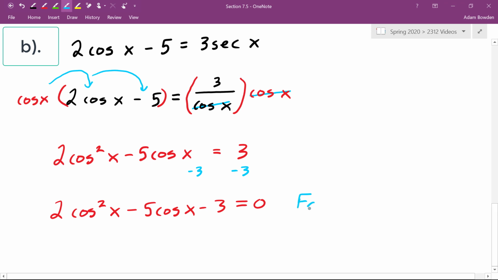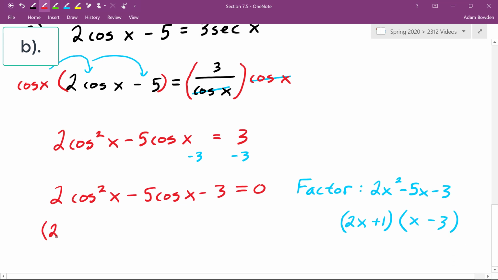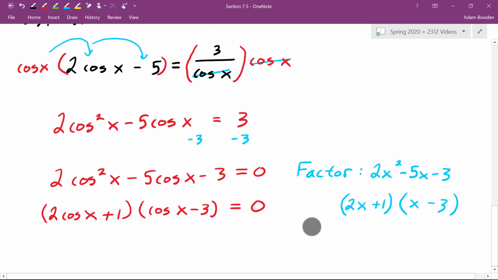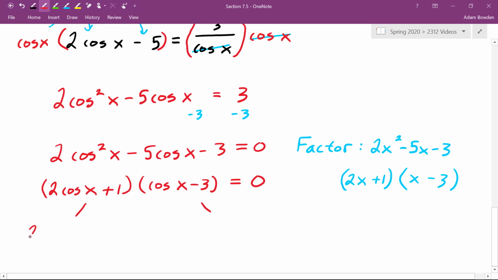And this is a situation where we can go about factoring this thing, thinking of it as 2x squared minus 5x minus 3. Let's see, this would be factored as 2x plus 1 and x minus 3. So our equation would go 2 cosine x plus 1 times cosine x minus 3 equal to 0. We set each factor equal to 0.